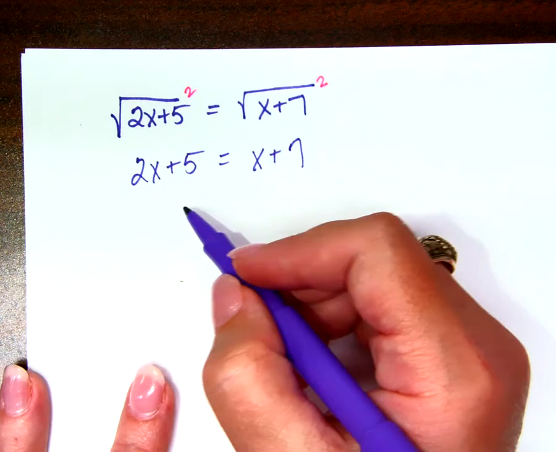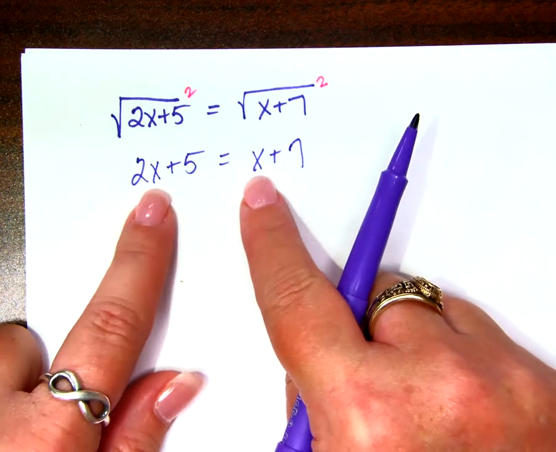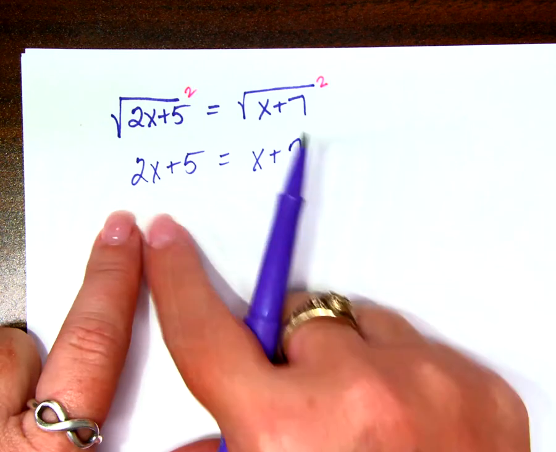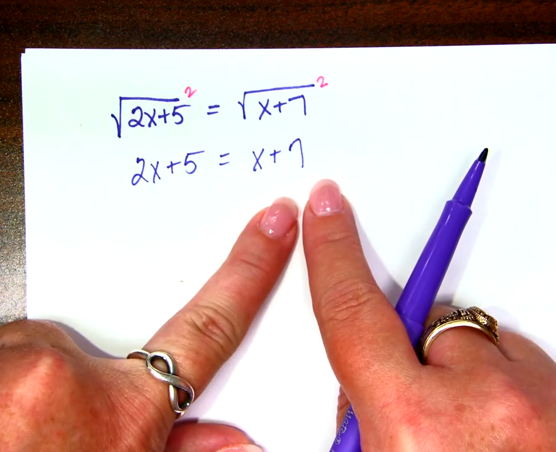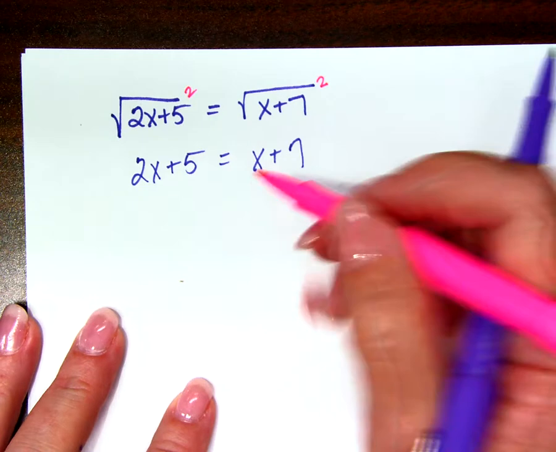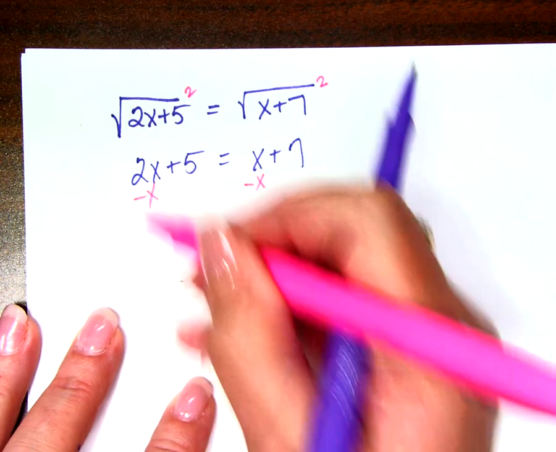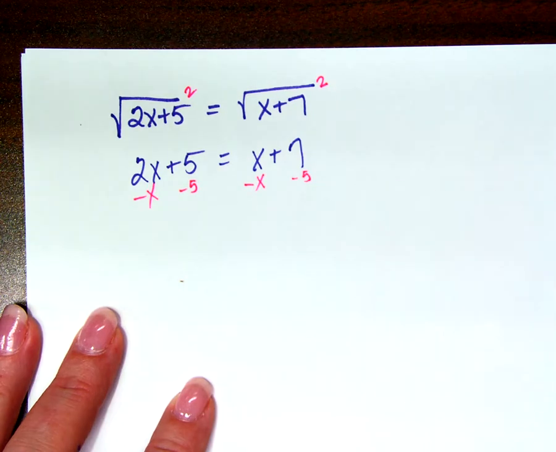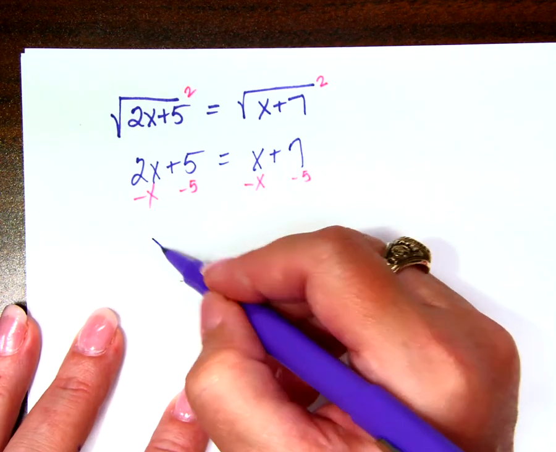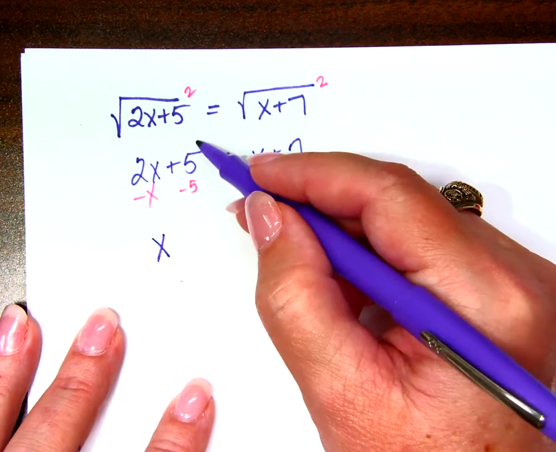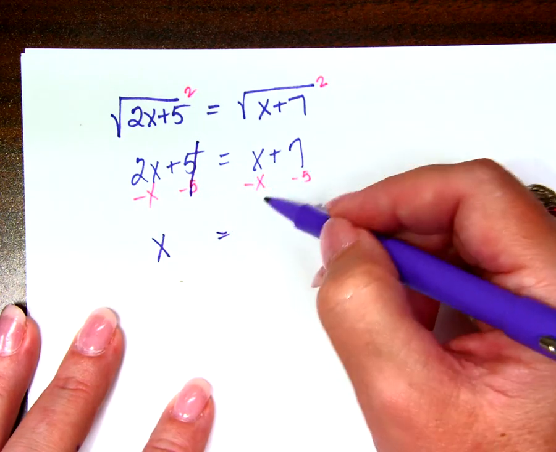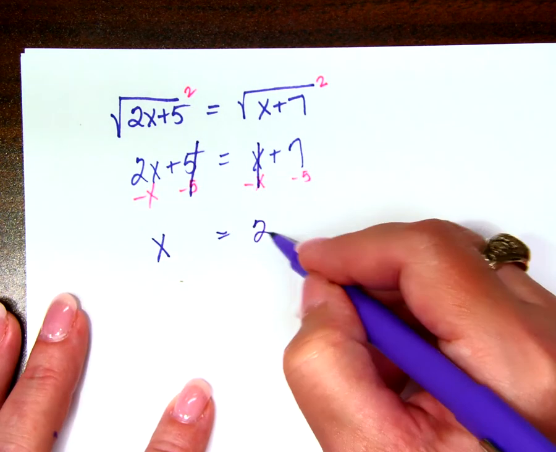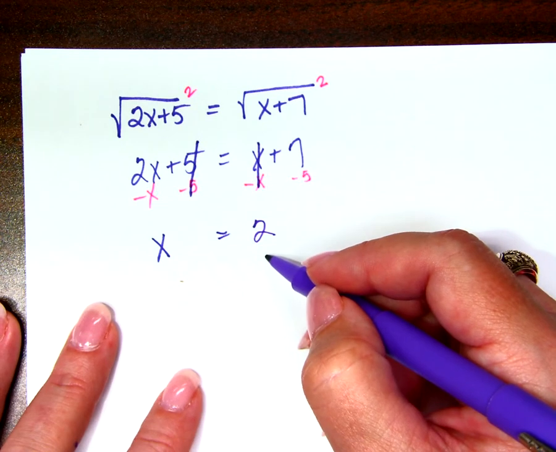Okay. So now I just have, since there's only an x term, there's not an x squared term, do I get this equal to 0? No. I want all the x's together on one side and all the numbers together, the constants, right? So how about if we subtract x from both sides? And how about if we subtract 5 from both sides? 2x minus x, that's x. 5 minus 5, that's 0. x minus x, that's 0. 7 minus 5, 2. Is that the right answer?